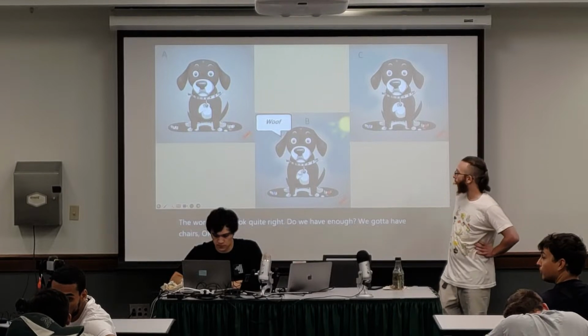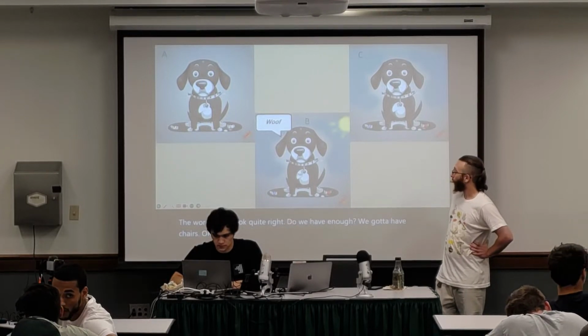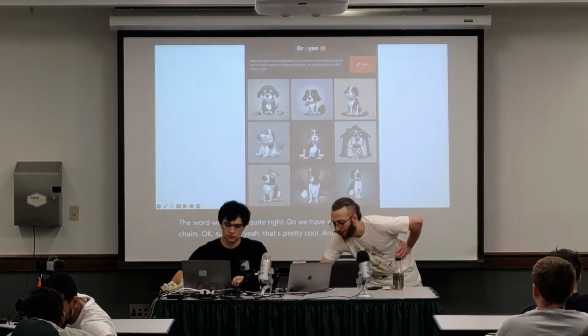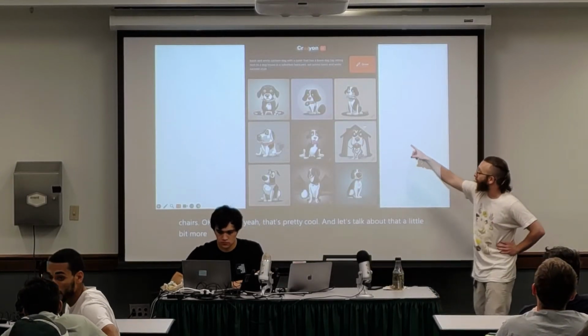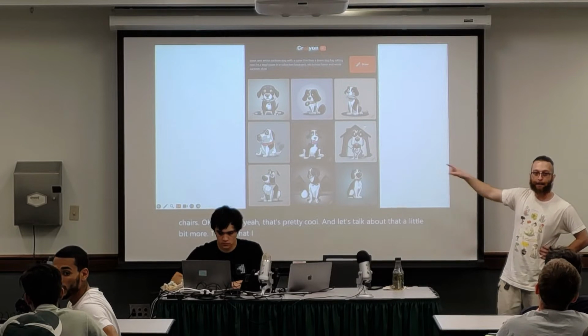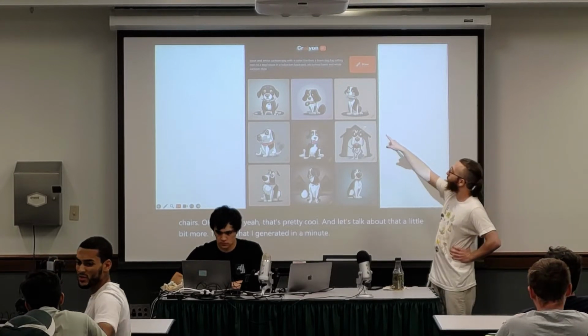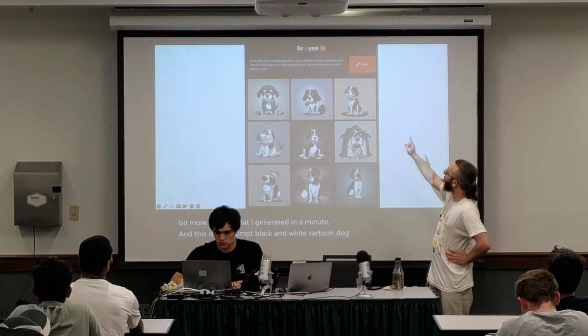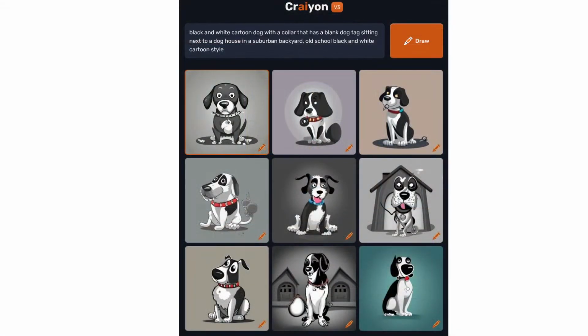Okay. So that's pretty cool, huh? And let's talk about that a little bit more. This is what I generated in a minute, and this is the prompt: black and white cartoon dog with a collar that has a blank dog tag sitting next to a doghouse in a suburban backyard, old school black and white cartoon style.